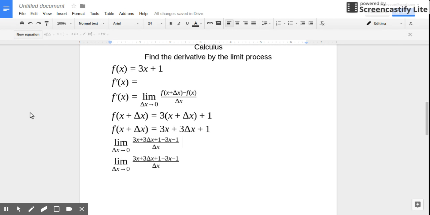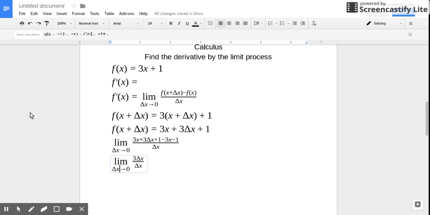Okay, so let's go ahead up here in the numerator. We have that -1, we have a +1, so those are going to disappear. And also that -3x, and we have a +3x. So you see that's going to disappear also. Subtracting off the function. Now, as you can see here, we have a 3 delta x and then a delta x down in the denominator. So the delta x's are going to cancel out.